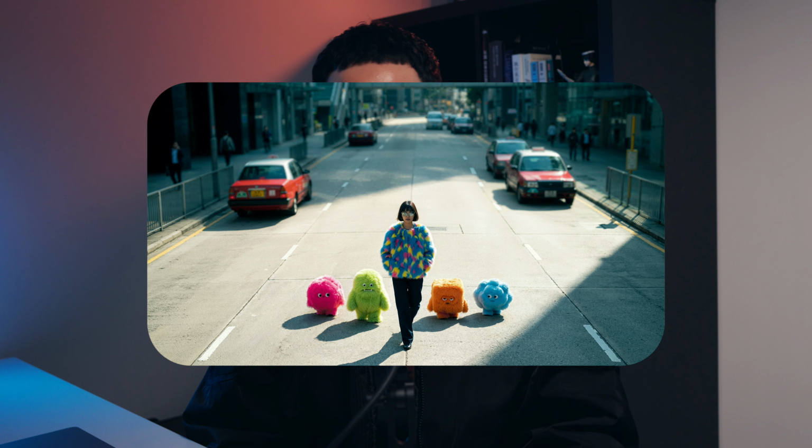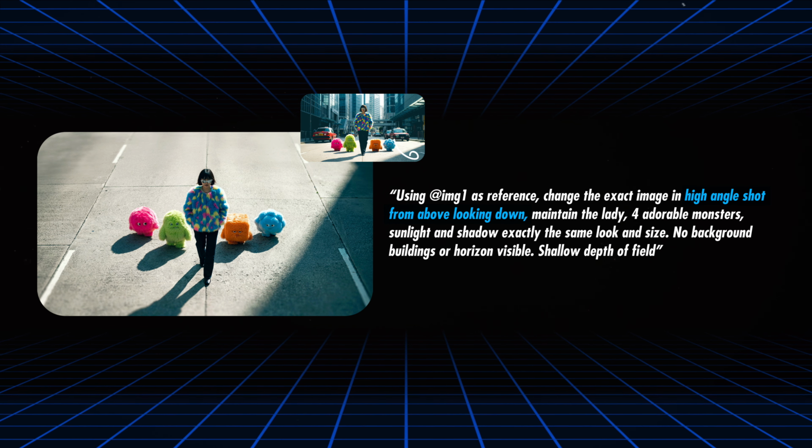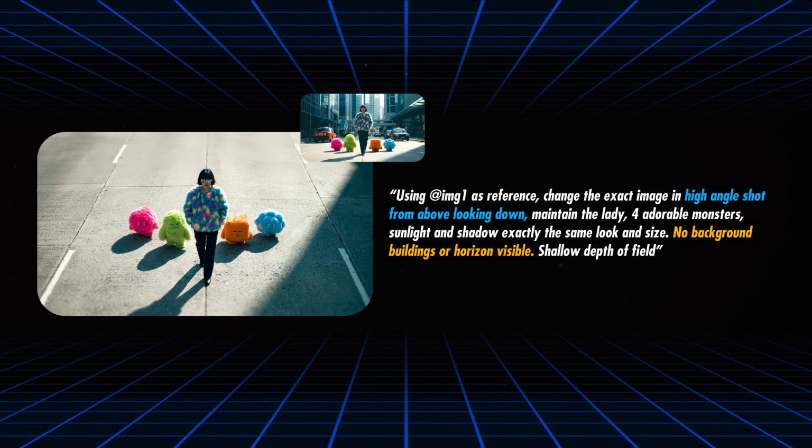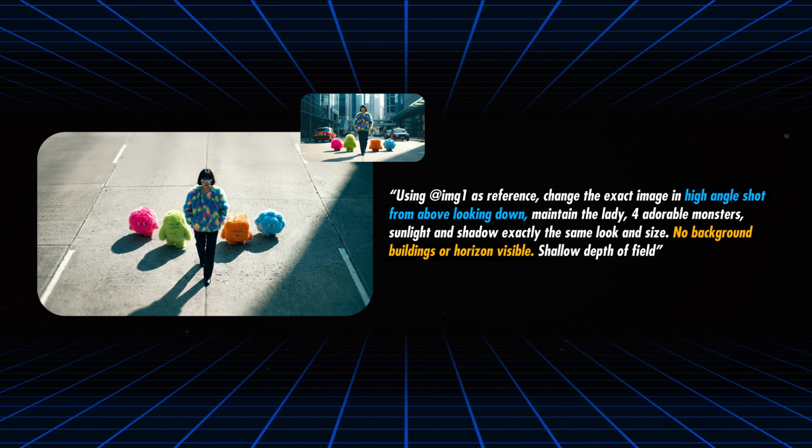Alright, now the high angle image is quite good, but I want to move the angle a bit higher to get rid of the building behind her and just focus on the lady and four monsters. So I add: shot from above looking down and no background buildings or horizon visible. Now the angle is exactly what I wanted.